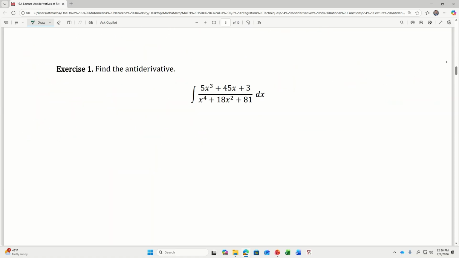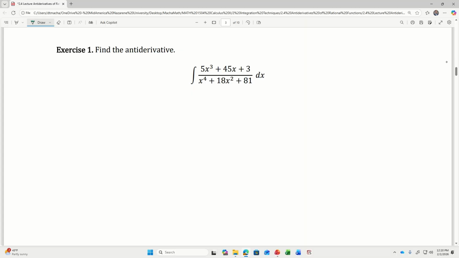Let's do some more interesting examples. Find the antiderivative, and this time I've got a cubic polynomial in the numerator and a quartic polynomial in the denominator. Again, since this is proper, 3 is less than 4, this is a proper rational function. I don't need to do long division. Instead, let's do the partial fraction decomposition.